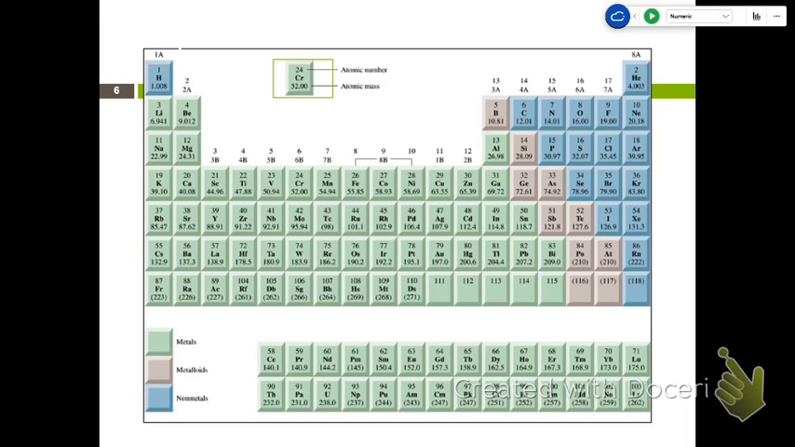Each symbol does give us a lot of information, and by the end of today's class, I want you to be able to talk about what that bottom number, that 52.00, is and means, but we're not going to get into that just yet.